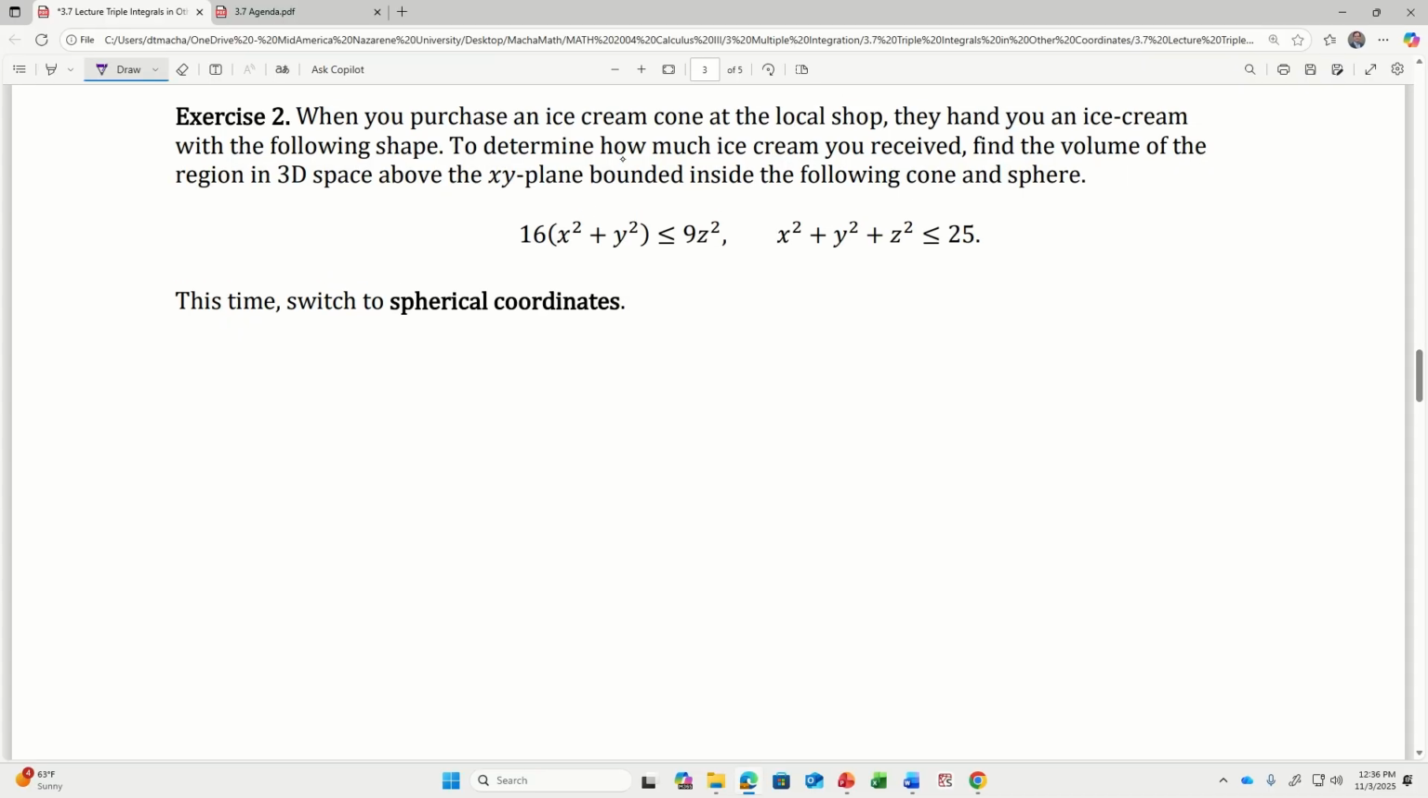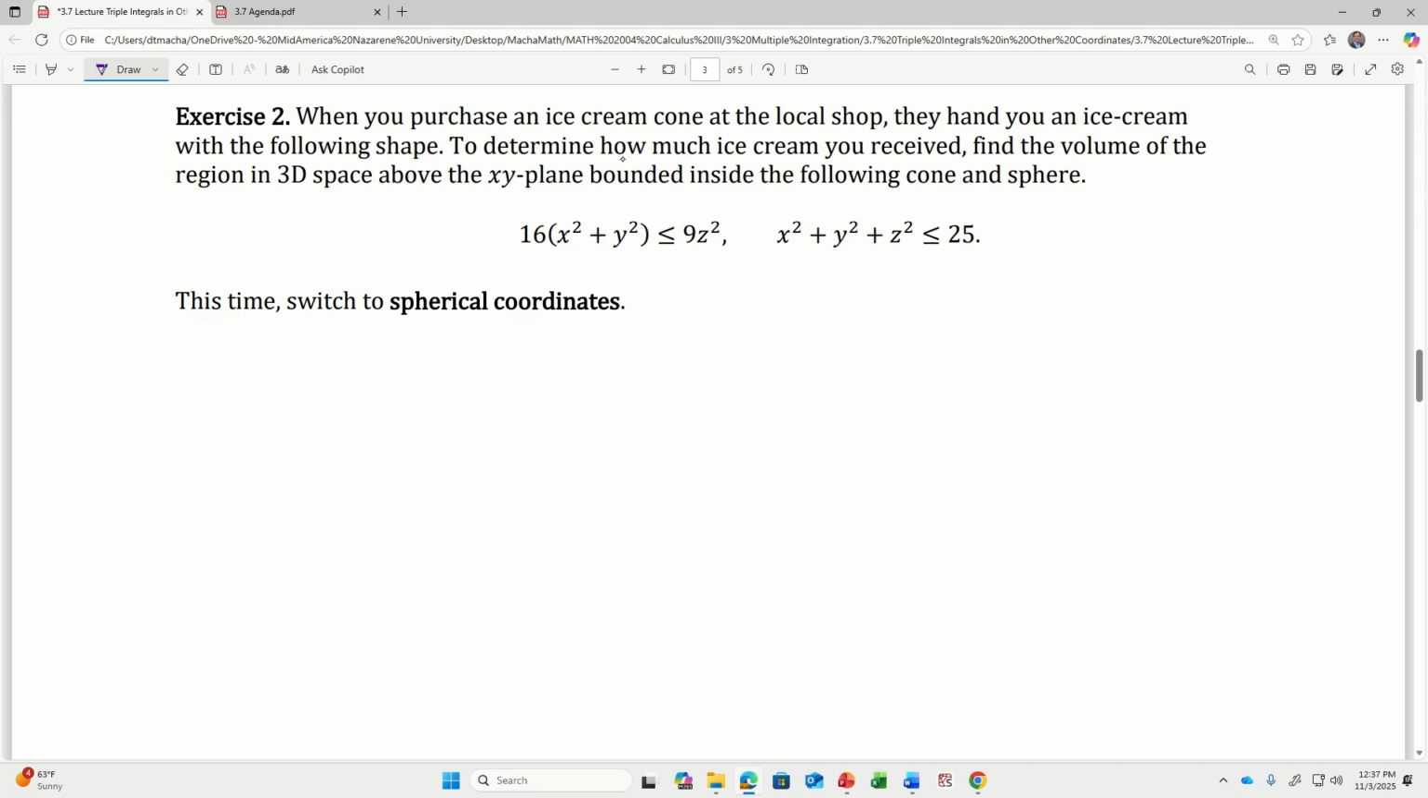When you purchase an ice cream cone at the local shop, they hand you an ice cream with the following shape. To determine how much ice cream you received, find the volume of the region in 3D space above the xy plane bounded inside the following cone and sphere.